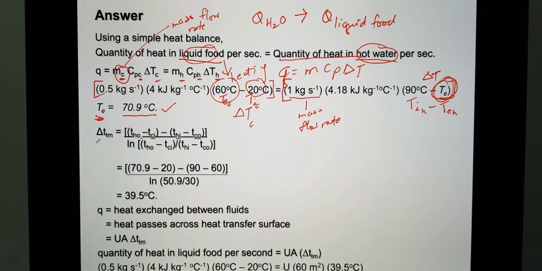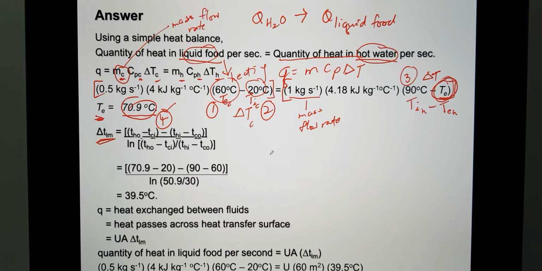Now we move on to the problem statement for number 2, whereby you need to calculate the LMTD and you need to use this particular temperature for T exit of hot water. So we have 4 temperatures now. We have 60 degrees Celsius, 20 degrees Celsius, then 90 degrees Celsius, then number 4 is 70.9 degrees Celsius. So we have 4 sets of temperature. You need to use LMTD in order to calculate the temperature difference.